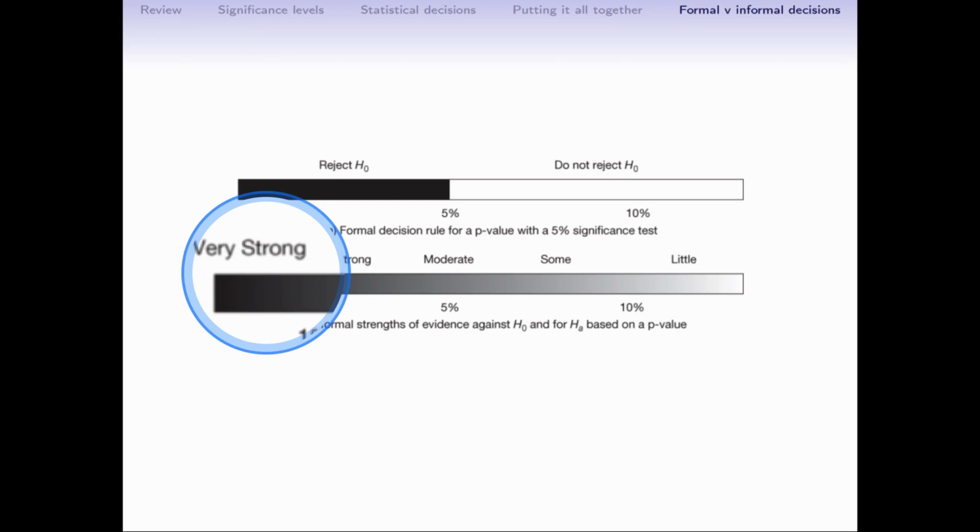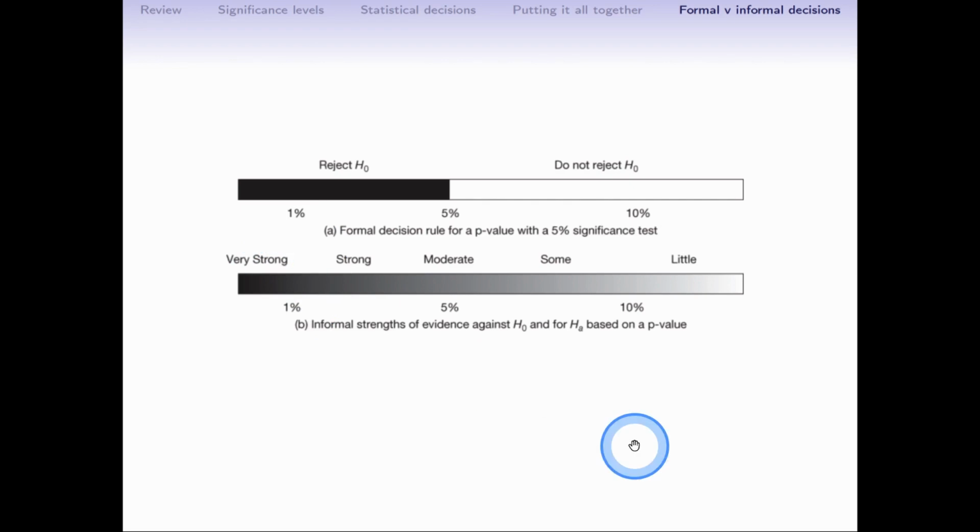We have now found very, very strong evidence in support of the alternative hypothesis. We would gladly reject the null hypothesis and support or favor the alternative hypothesis for a p-value at 1% or less. So this is kind of an informal way of looking at a p-value and assessing its strength.